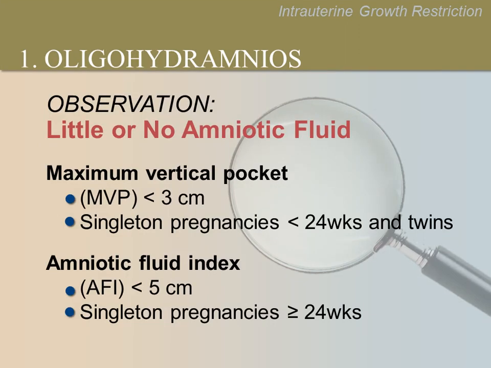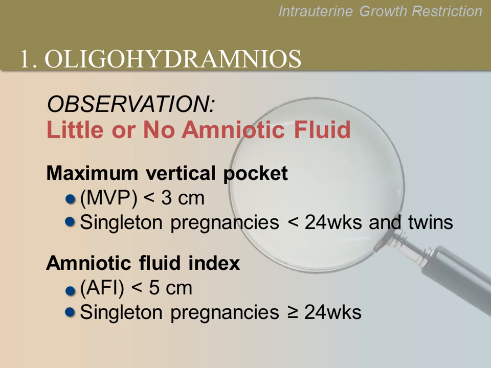Recall that with oligohydramnios, you will see little or no amniotic fluid on ultrasound. The fetus will appear crowded. Because of the lack of fluid, the fetal parts are more difficult to see clearly. There are 2 ways to measure oligohydramnios. Use only one of these methods and not both.